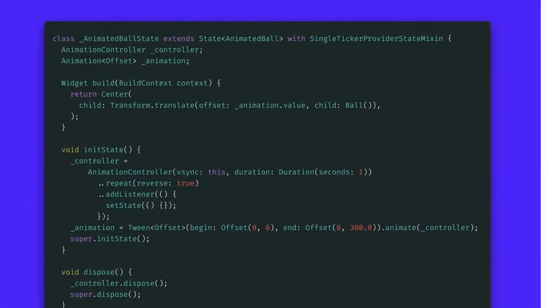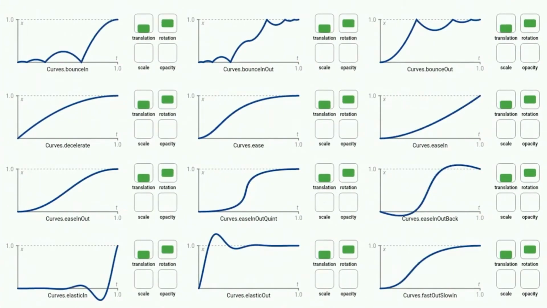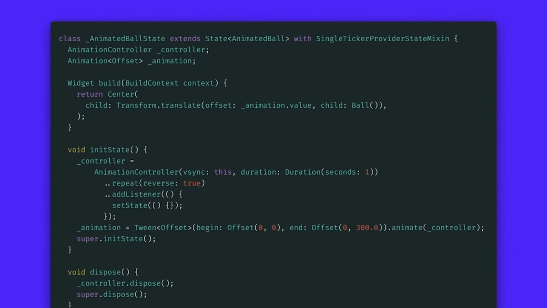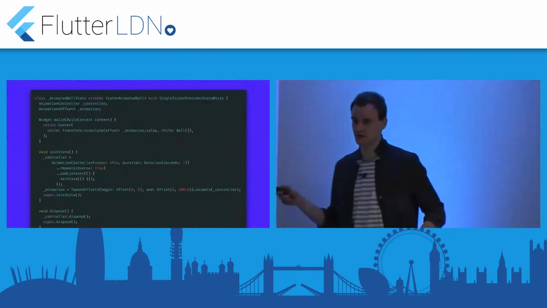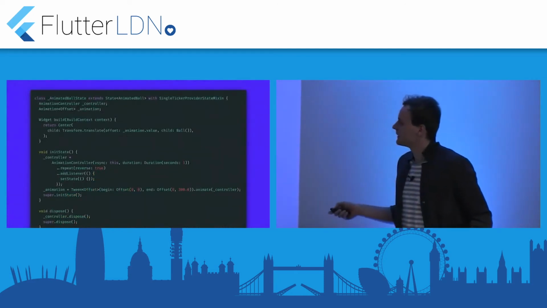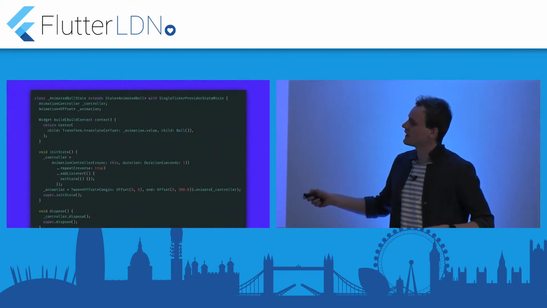So basically, let me see. Let me go here again. Yeah, so basically, this is the code for a red dot here. You can see it's still more or less the same. We have our animation controller here. We have this time an animation of the type offset, so we don't have a double here. And down here, basically, we have the tween, which begins at offset 0 and goes to offset 0, 300. So it's basically just moving vertically. And you basically animate this. And the code, again, is the same.